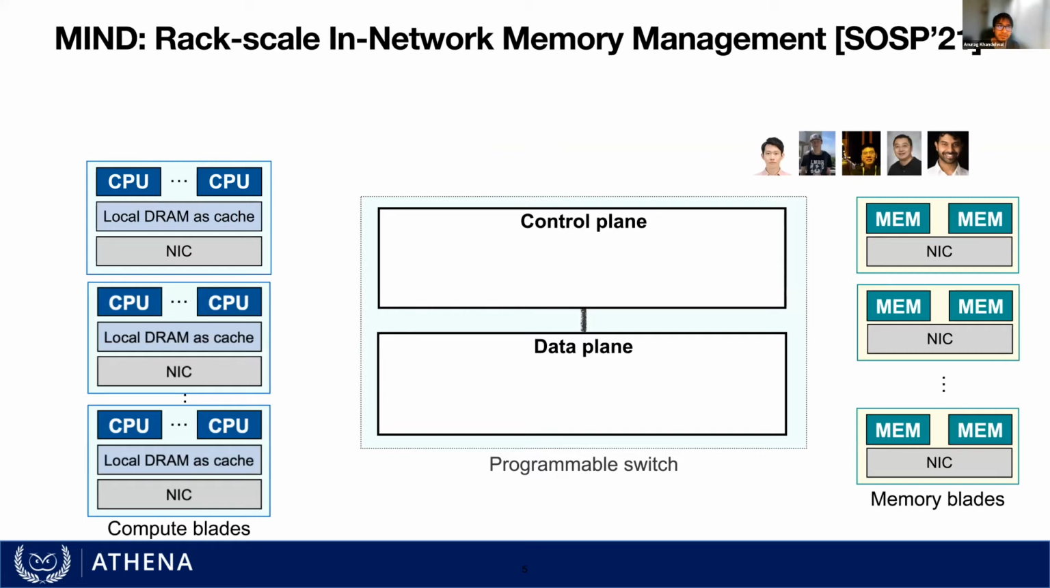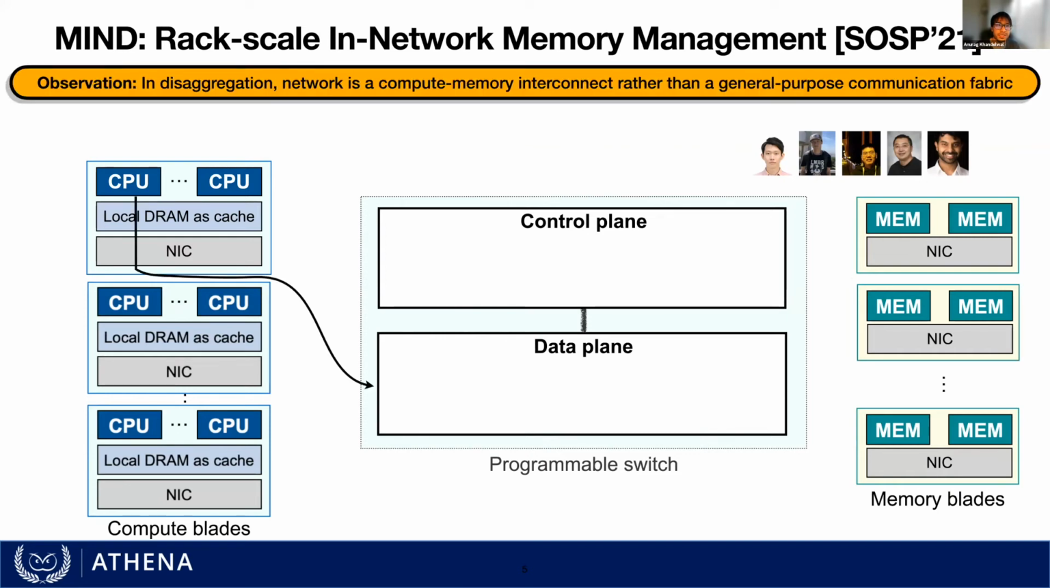The first step that we've actually taken is designing this system called Mind, which is essentially a memory management unit for this disaggregated data center. And this is already in collaboration with two of our Athena members, Lynn and Abhishek. The high-level observation that we're exploiting in this project is that in a disaggregated setting, the network is no longer just a general purpose communication fabric, but actually a compute memory interconnect, right? So we should leverage it as such.